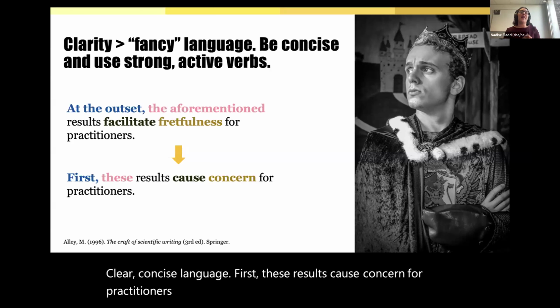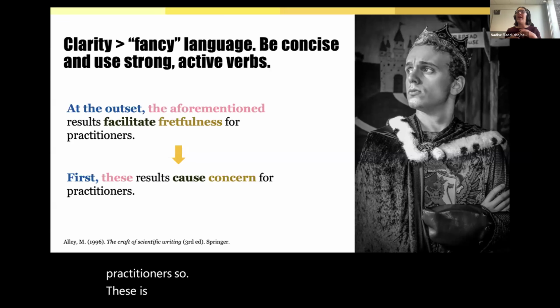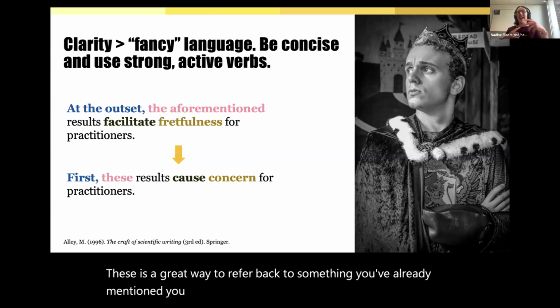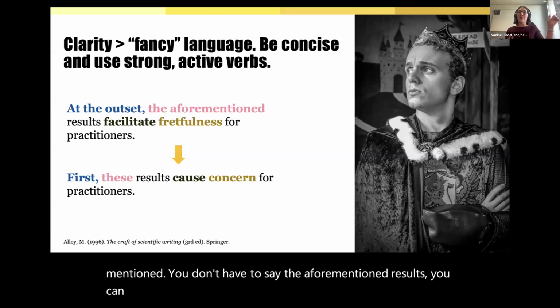So "these" is a great way to refer back to something you've already mentioned. You don't have to say the aforementioned results. You can just say these results if you've mentioned them in the previous sentence.